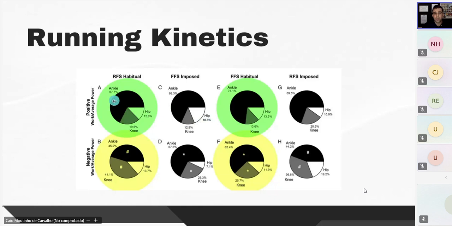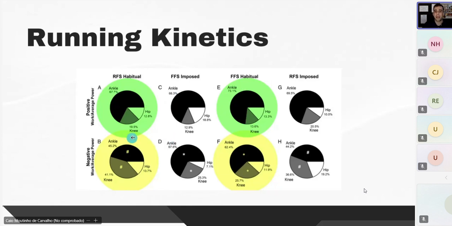The ankle is responsible for 67% of the generation of energy when we're running rear foot. And if we're running forefoot, this goes to 73.1%. And it takes a lot from the knee, which had, for example, almost 20%, and it goes to 30.6%. Okay, so this is about generation of energy.